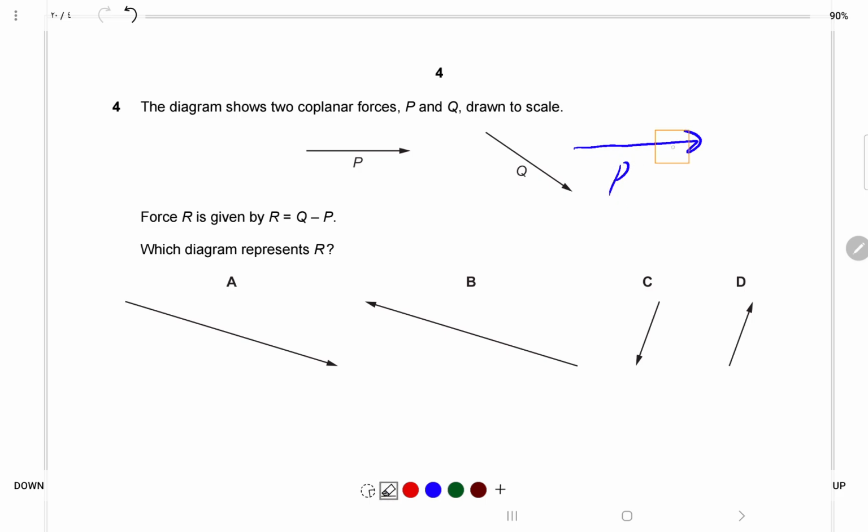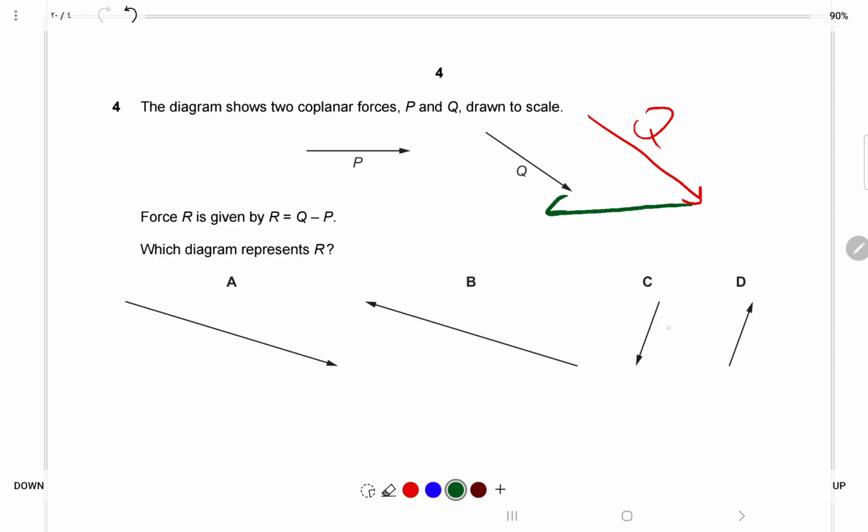Here we need minus P, so let's take Q first. So this is Q, in the same direction as here, and P is drawn this way. This is P. I don't want P, I want minus P. So I'm going to draw it this way. This is minus P.